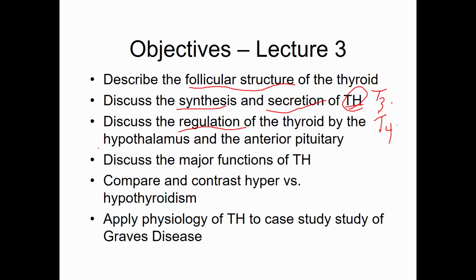So we've talked in general how the hypothalamus produces a releasing hormone that goes to the anterior pituitary, and then the anterior pituitary releases a stimulating hormone. We're going to follow that same pattern here. We're going to talk about what thyroid hormone does. We're going to talk about when you have too much or too little thyroid hormone. And then we're going to talk about a case study about a person that has something called Graves' disease.